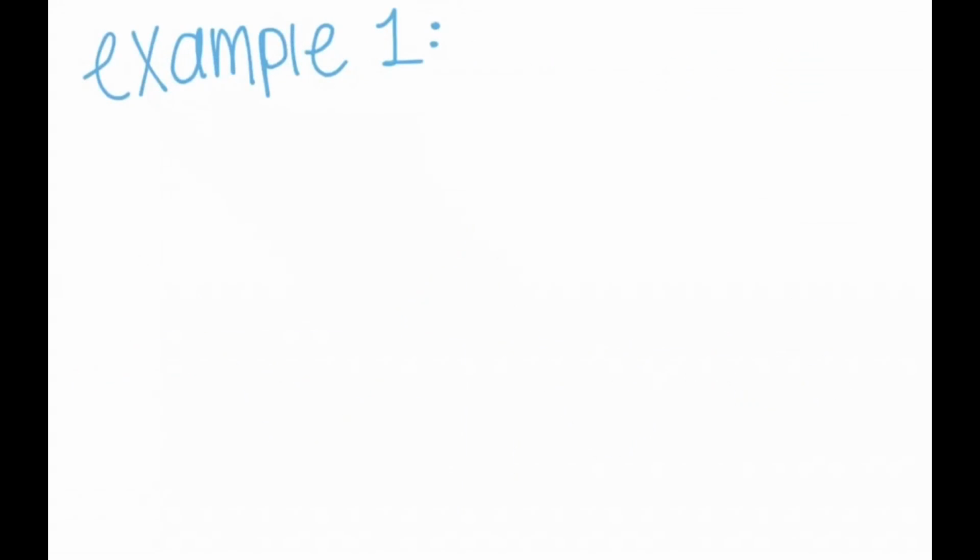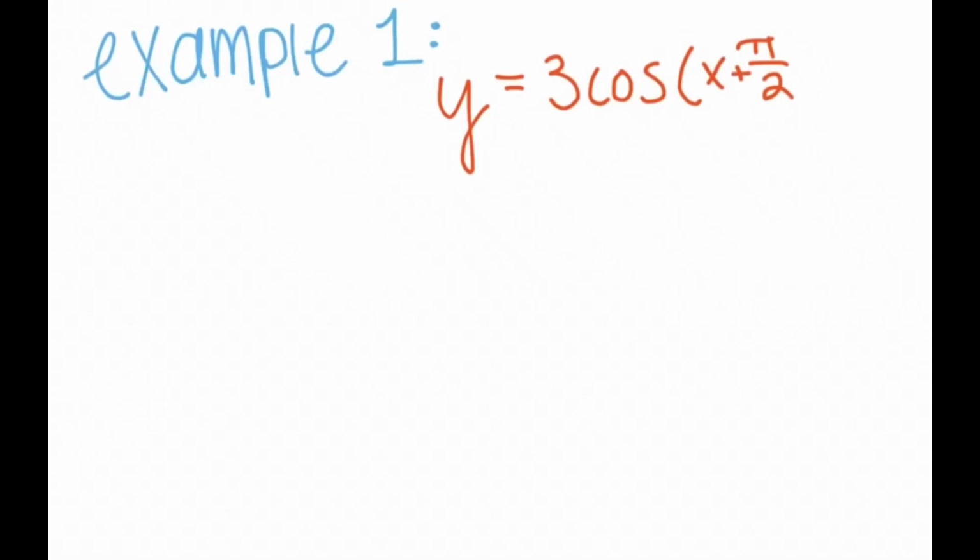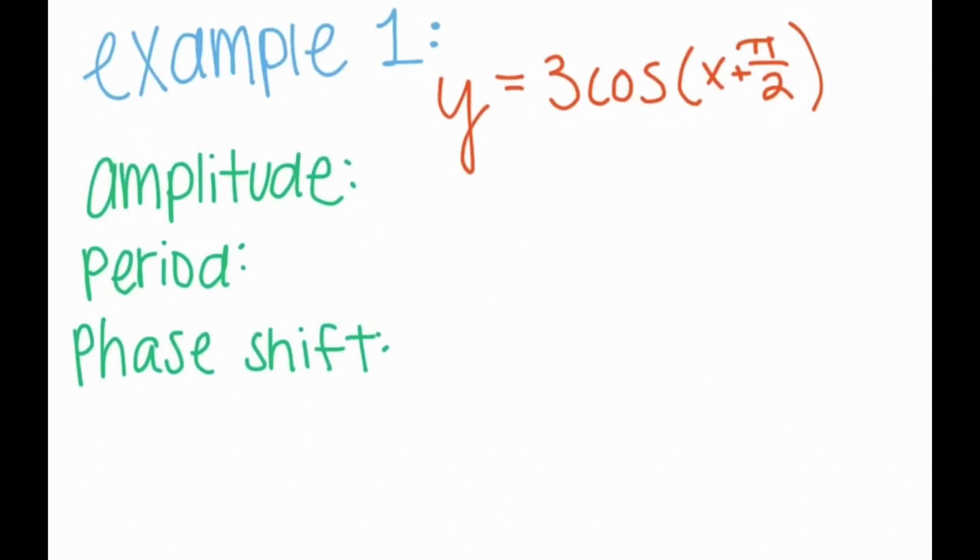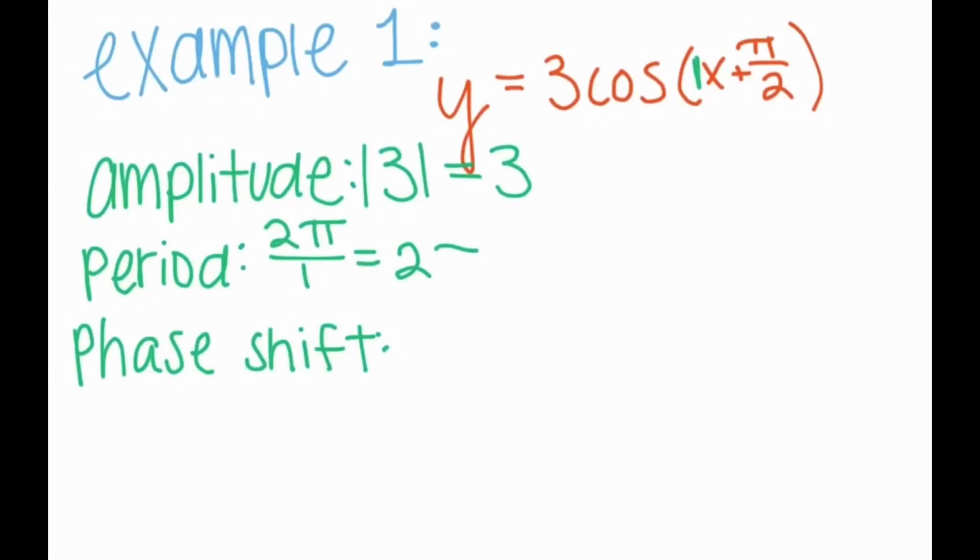In this first example, we're going to be graphing a cosine graph with a phase shift. So the problem is y equals 3 cosine of x plus pi over 2. First, we're going to identify the amplitude, which is the absolute value of 3, which is 3. Then we're going to look at the period, which is 2 pi over b, and in this case, b is 1. So the period is 2 pi.